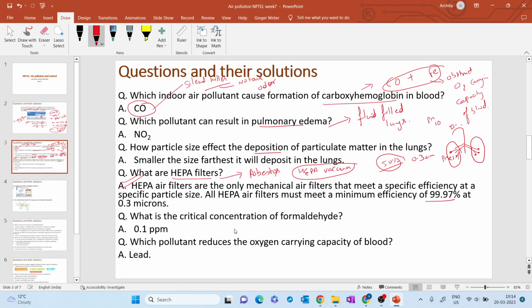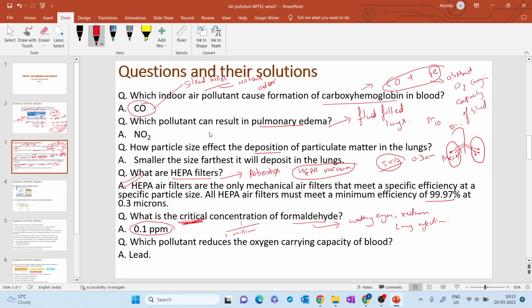Now, the next question is about the critical concentration of formaldehyde. Formaldehyde pollution can cause watery eyes, redness, lung infection, all of that. Even a 0.1 ppm concentration is harmful. Okay, 0.1 ppm is 1 part per million. So even this small concentration of formaldehyde could be really harmful. This is the critical concentration of formaldehyde.